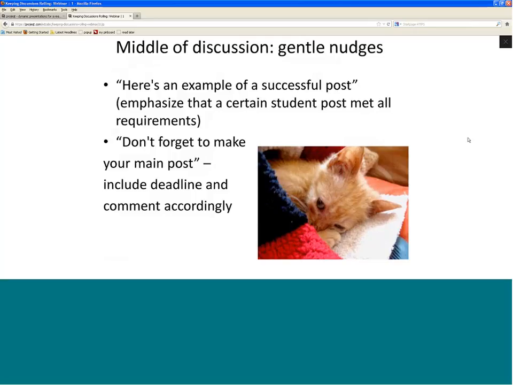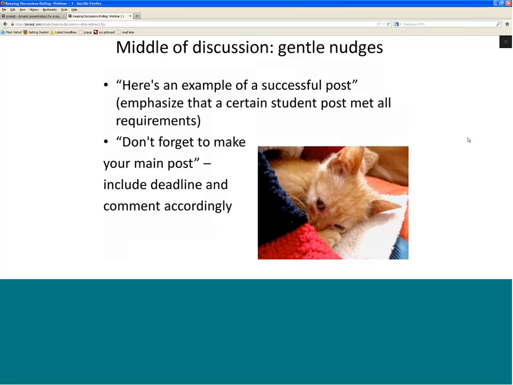If the students are really reticent and quiet, and it's 3 or 4 days into the discussion, and I think we've probably all been there, some things you can do to gently nudge the students. One is, here's an example of a successful post. And of course, you could save a successful post and just keep it in a Word document and hold it up as an example. Or if a student within that class has made a successful post, you could just simply refer, hey everyone, check out Kevin's post, and this is really outstanding, and this is really what I'm looking for. It's meeting all the requirements and it's exceeding, etc.